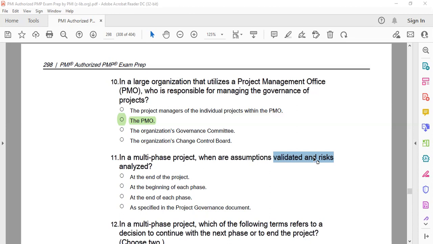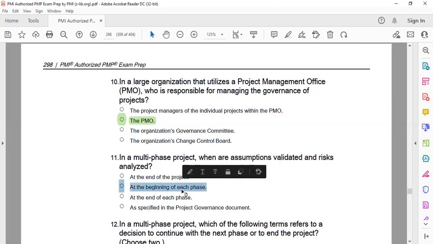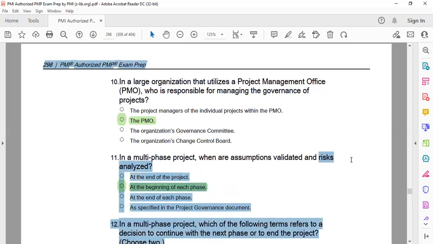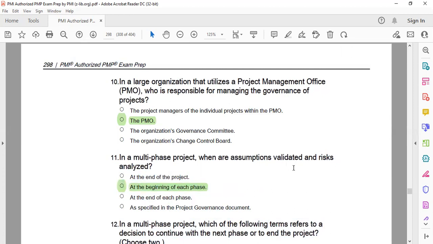When assumptions are validated and risk analyzed at the beginning of each phase, not at the end of each phase. Because when you'll be starting the phase, you'll be checking what are the assumptions and you will be analyzing those assumptions before starting the project. You will not start the project only on the assumptions. So you'll check how many assumptions are correct and how many are wrong. And this will be analyzed before starting, not after finishing the project.